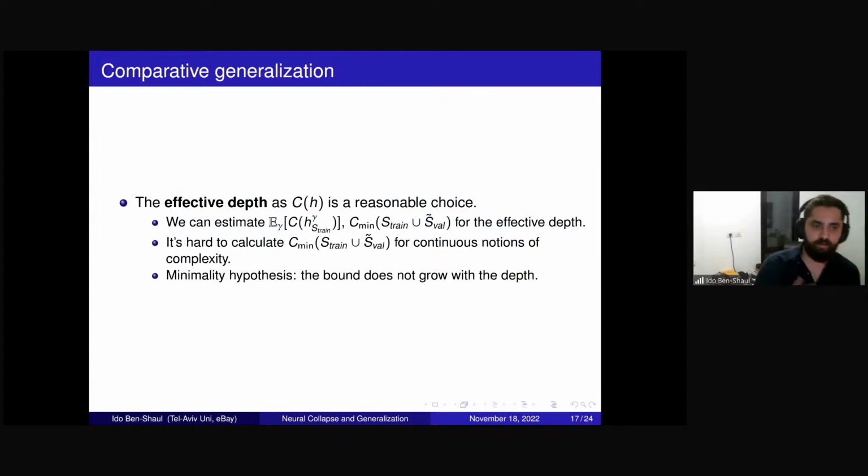So this holds for different complexity measures, but the effective depth makes a lot of sense. This is because it's a discrete measure, so we can actually check different values and see when it holds. And this is versus a continuous notion of complexity for, let's say, the minimal weight norms or something like this, where it's hard to estimate the minimal norm needed to fit this data set, for example.